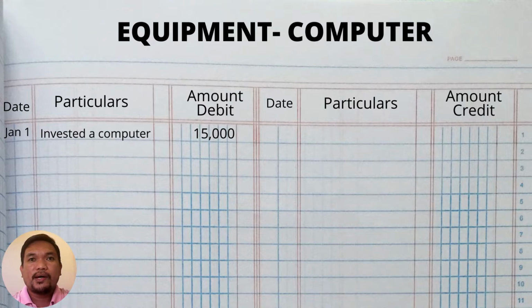Alright, here, when we invested in equipment, tatlo yun. The first thing is we invested for a computer. Alright, so this is January 1st. We invested a computer for 15,000 pesos.